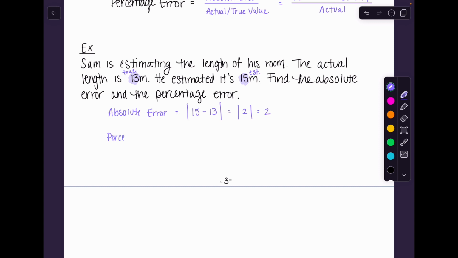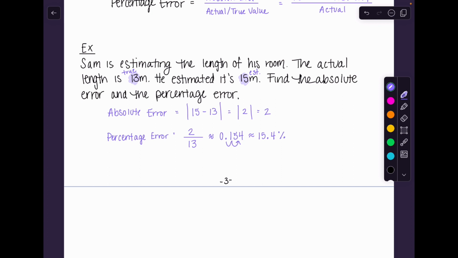So for our percentage error, all we're going to do is take the amount we were off by and divide it by the true value. So he was wrong by 2 meters out of 13. If you go ahead and divide these, and we'll round to just 3 decimals here, it's about 0.154. And again, since this one is percentage, it makes sense to put this as a percent. He was off by about 15.4% when you move that decimal 2 places to the right.